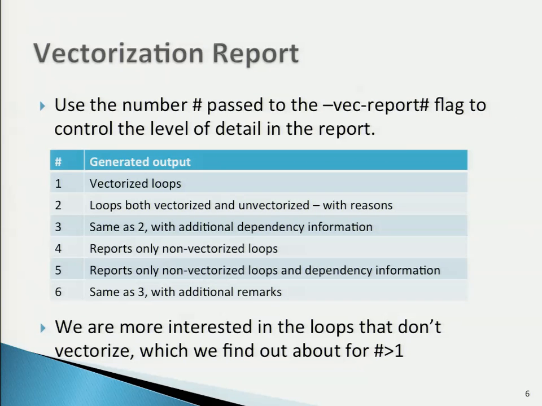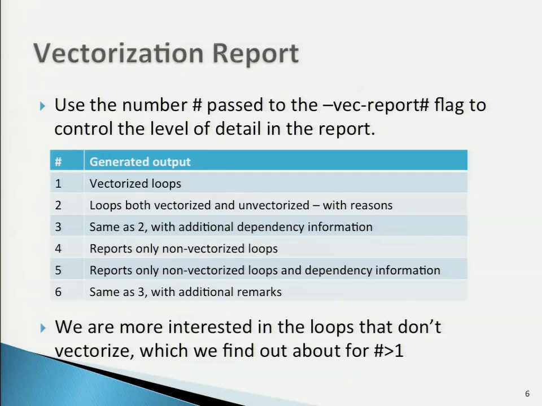So the vectorization report takes an argument from 1 to 6, which will generate different levels of information. Level 1 just tells you which loops were vectorized, which is nice to know, but it's not most interesting. What's most interesting is finding out where we have problems or loops that didn't vectorize. So level 2 tells you what was vectorized and what wasn't vectorized and gives you a simple reason, for example, telling you that there's a dependency.